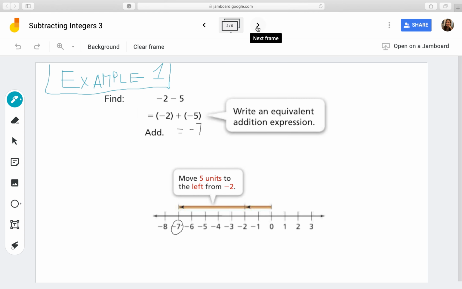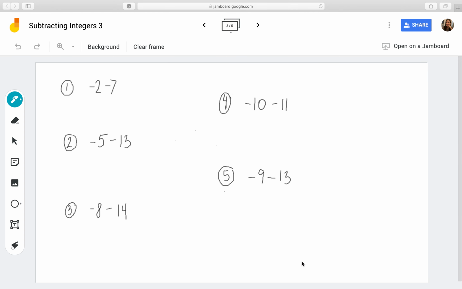So you use frame 2 to solve questions 1 through 5 on frame 3. Each of these, 1 through 5, you would write an equivalent addition expression. Let me take my pen and show you here with number 1. We would write an equivalent addition expression, and then you would solve.